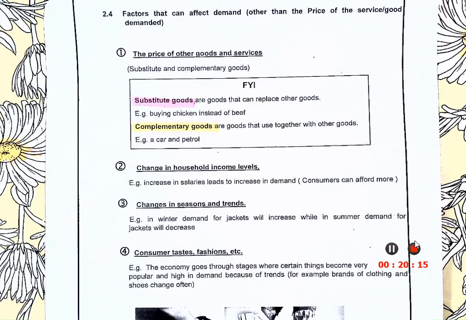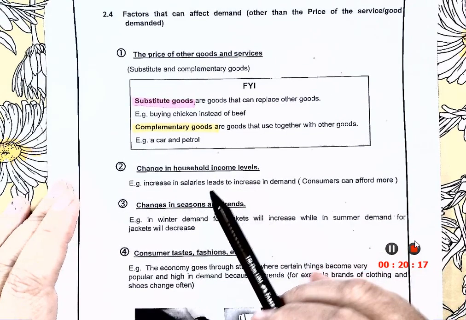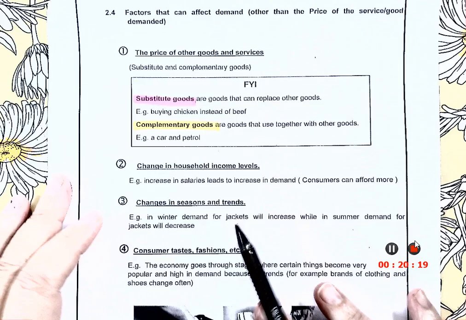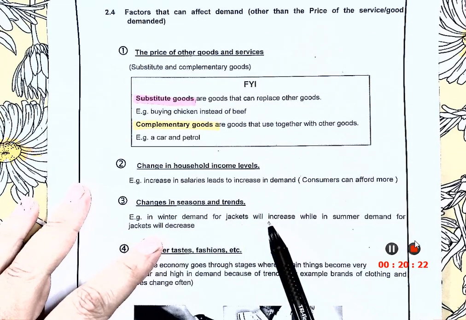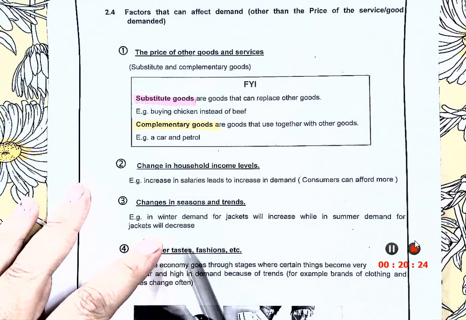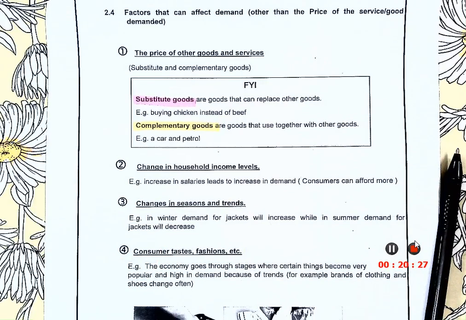Now, one that you all know, seasons. Seasons and trends. Please listen. So seasons, so can you see that in the summer you want sandals. So the demand for sandals is going to increase and the demand for a very warm jacket is going to decrease. You see? Rain weather. Suddenly the demand for what is going to increase? Umbrellas. You see?